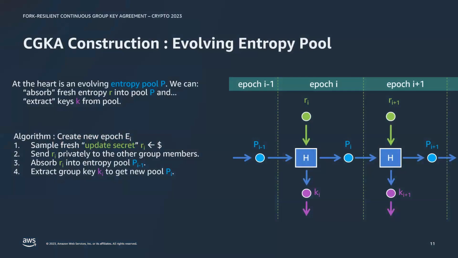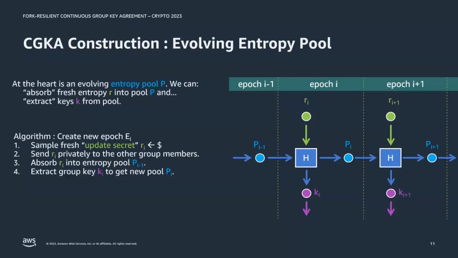And to see how these constructions work, it's instructive to look at how existing constructions fail. What goes wrong? And by and large, they all follow this same paradigm, which in this talk I'll call the evolving entropy pool paradigm. In fact, this is so general, it actually also applies to the double ratchet and some other two-party academic ratcheting protocols. But anyway, we're sticking to CGK.